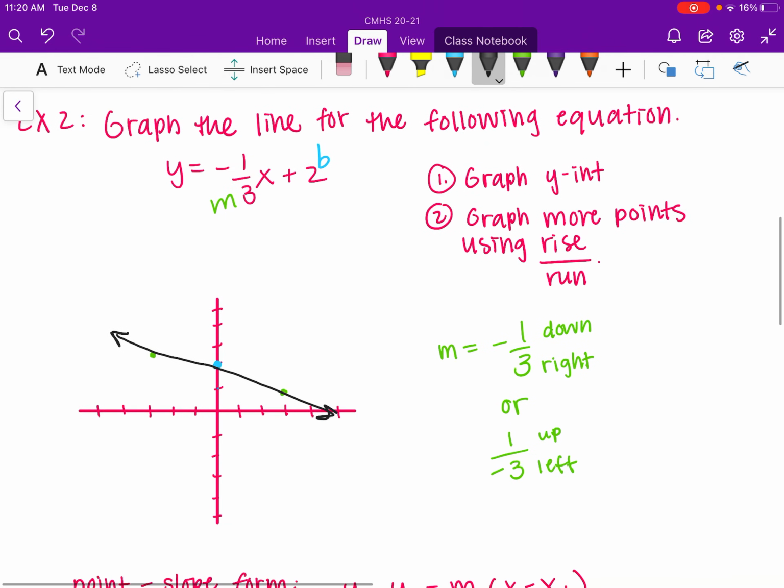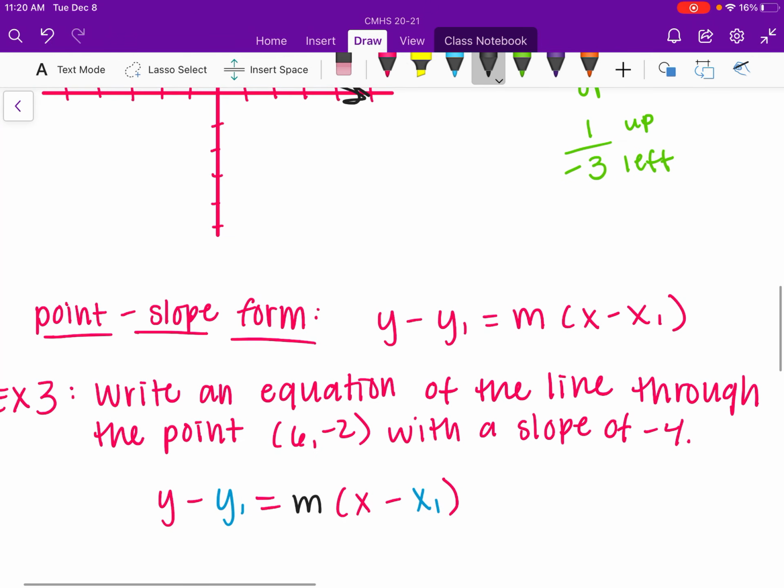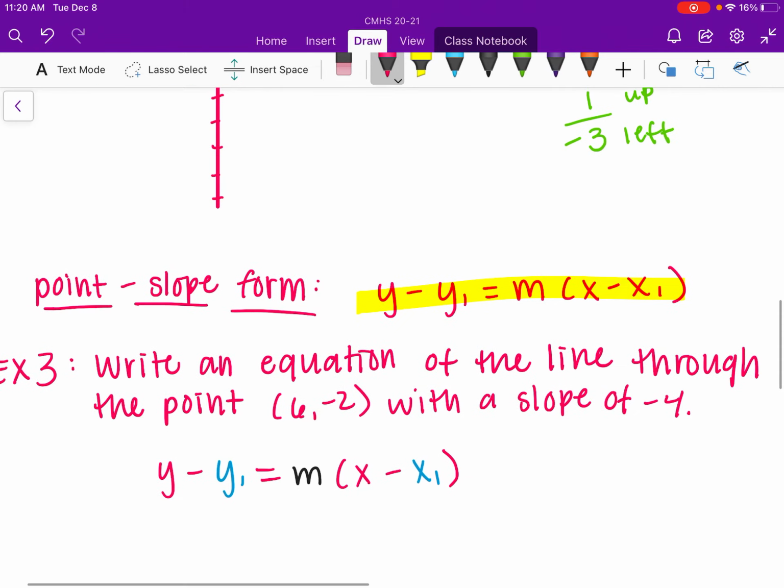So that is slope-intercept form. What if we don't get a perfect equation? We don't get a graph. What if they give us something else? This is called point slope form right here. y minus y1 equals m times x minus x1. Just like slope-intercept form had a slope and an intercept, point slope form has a point and a slope.